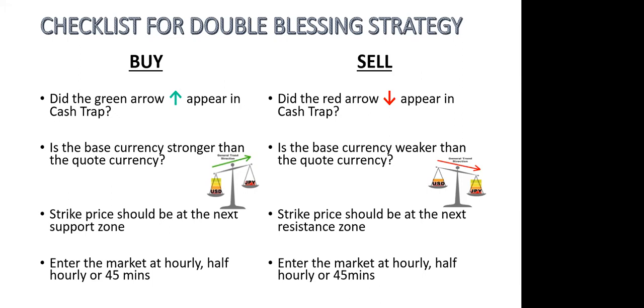So besides seeing the up arrow or down arrow, the next thing you have to do is check your currency strength. If you are buying, the base currency should be stronger than the quote currency. Like in the example given to you, USD is stronger than JPY in this particular picture, based on currency strength. I did an in-depth training on currency strength. You can look it up on my YouTube.